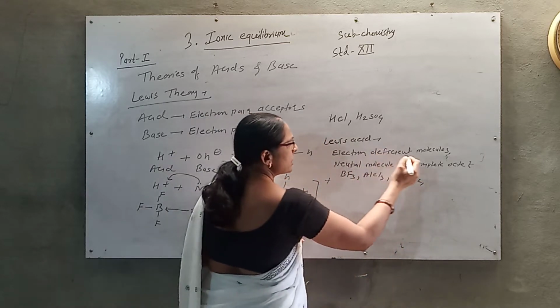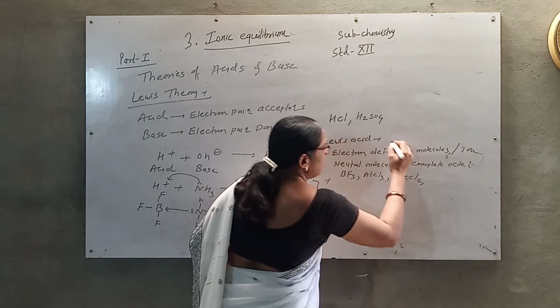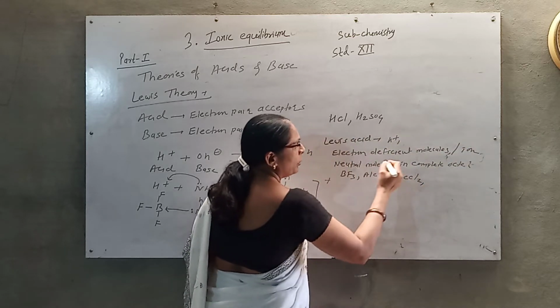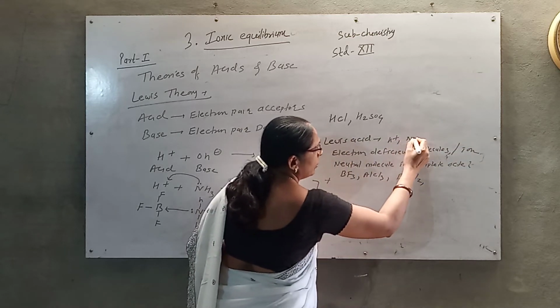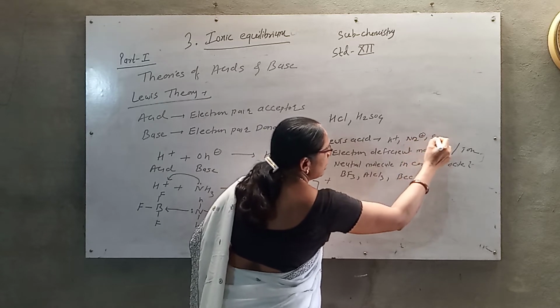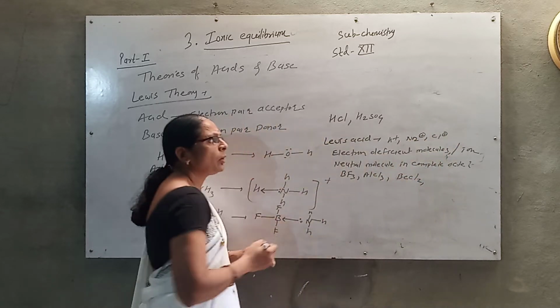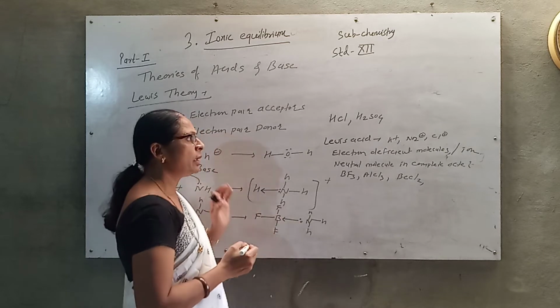Electron deficient species or molecules. It may be ions. For example, H plus is an electron deficient species. So NO2 plus or Cl plus when required, they are electron deficient species. So they can be used as Lewis acids.